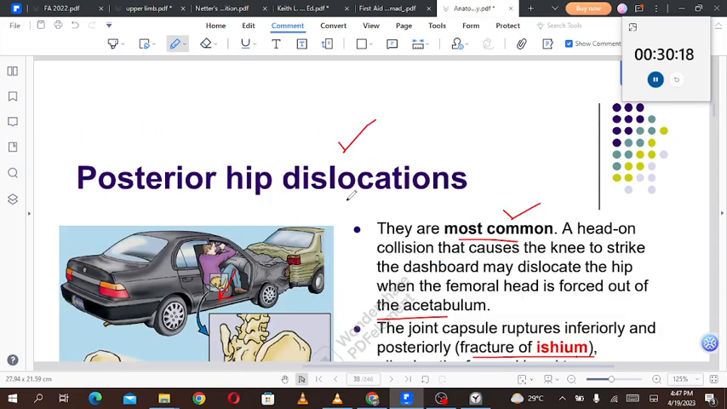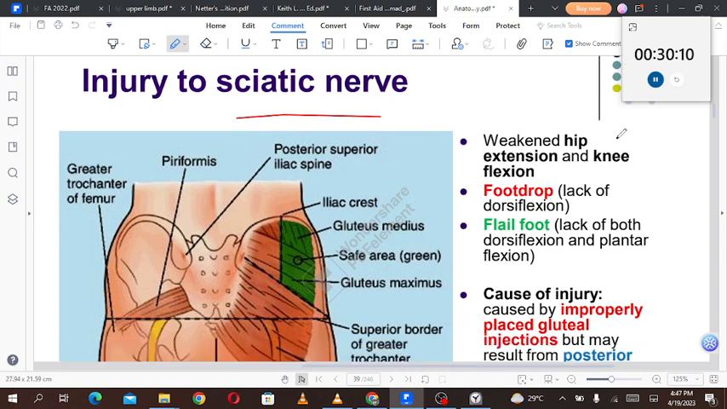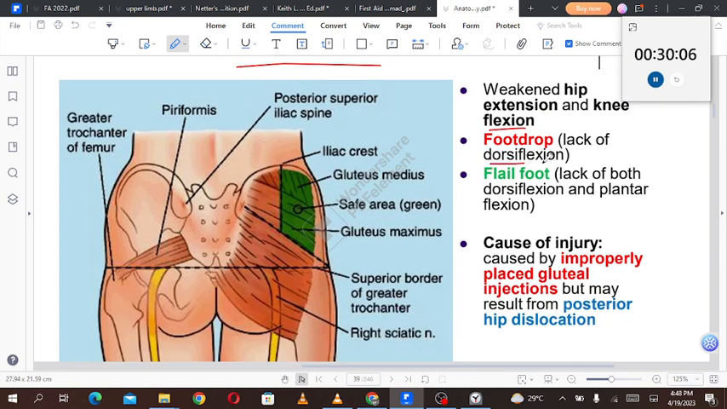So, injury to the sciatic nerve. What happens in this case? Weakened hip extension and knee flexion will be seen if the sciatic nerve is damaged, along with foot drop, lack of dorsiflexion. There was another drop that we previously saw, wrist drop, which was seen in the case of damage to the radial nerve.